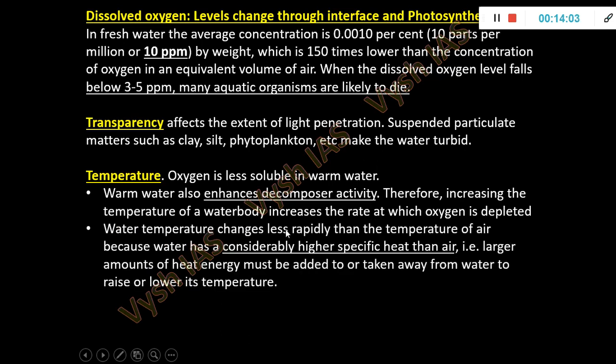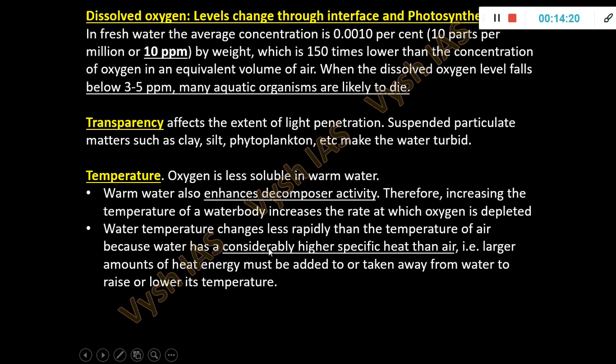Water temperature changes less rapidly than the temperature of air, because water has a considerably higher specific heat than air. This is again a science type of question which UPSC can ask. Like this year they asked about plant cell membrane and animal cell wall and all. They can maybe ask about this thing, specific heat. It's a concept which you study at school level.